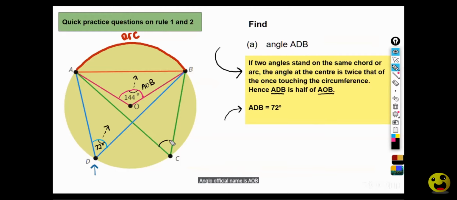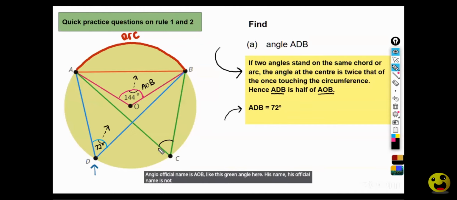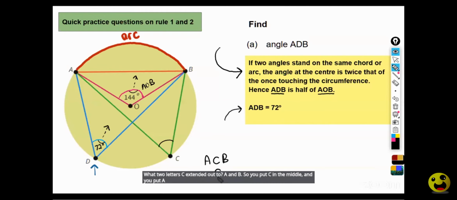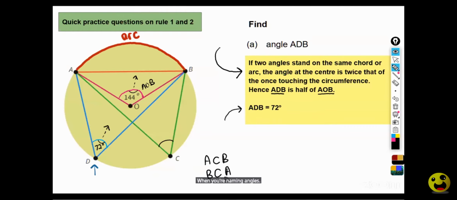Like this green angle here, its official name is not C. What 2 letters does C extend out to? A and B. So you put C in the middle and you put A here and B here. Or you could put C here and put B and A here. When you're naming angles, you'll get accustomed to it in a little while. You have to know how to name it for the examiner.